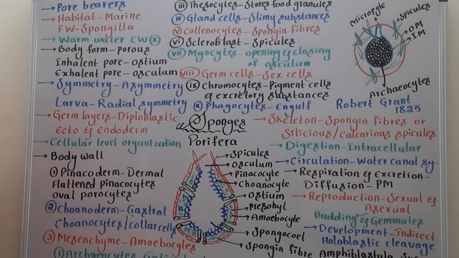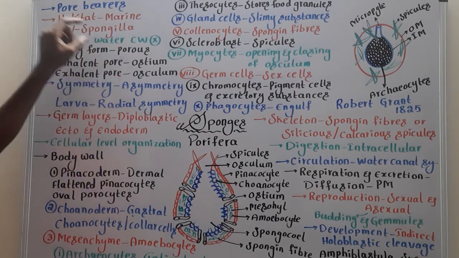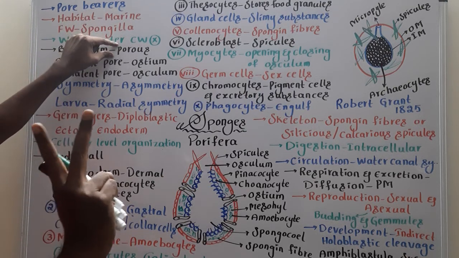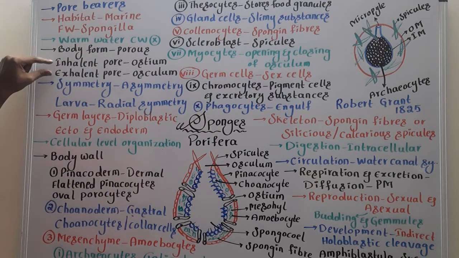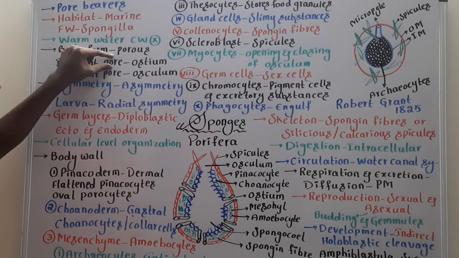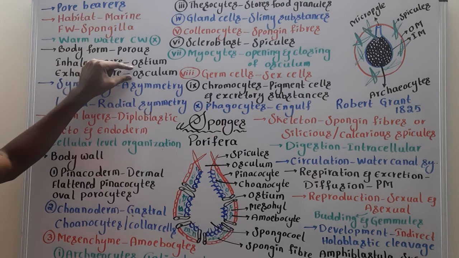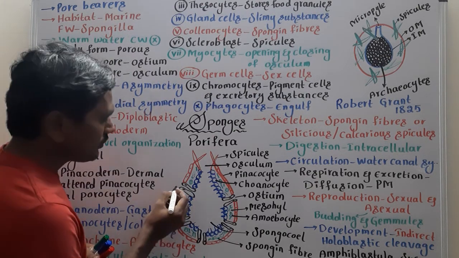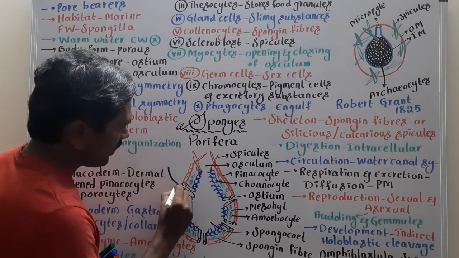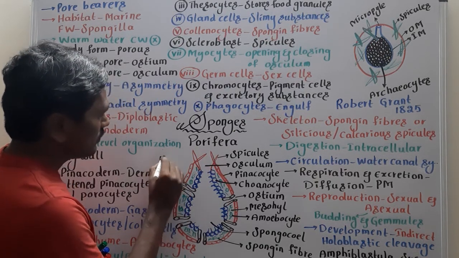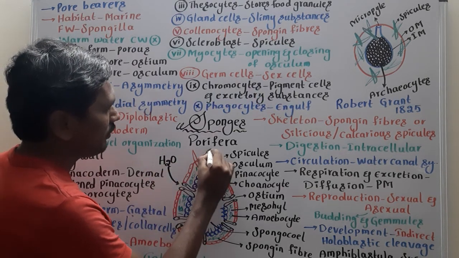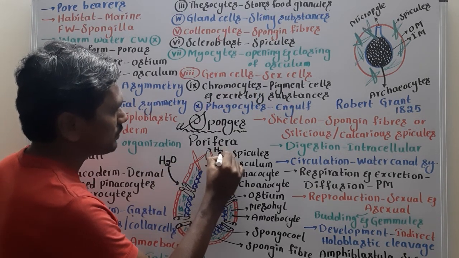Coming to the body form. As I told, it is porous, that's why it is called pore bearers. And in the pores, two types of pores we can see, that is inhalant pore and exhalant pore. Inhalant pore is ostium, where the water comes in. Exhalant pore is osculum, where the water goes out. If you see, this is the ostium, the water comes in this way, and this is the osculum, where the water goes out.